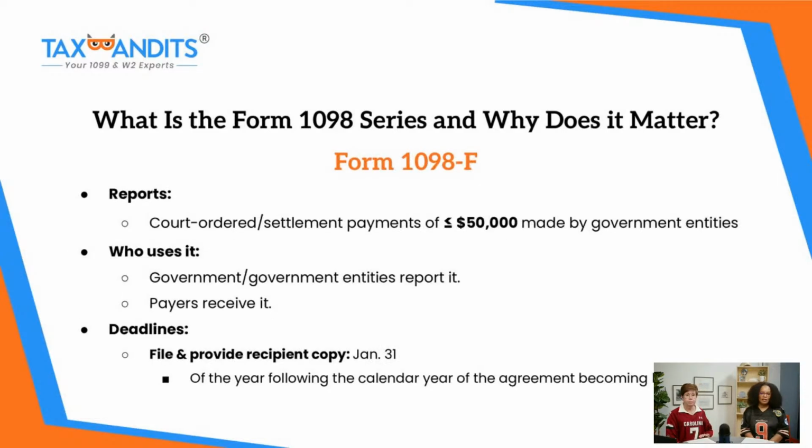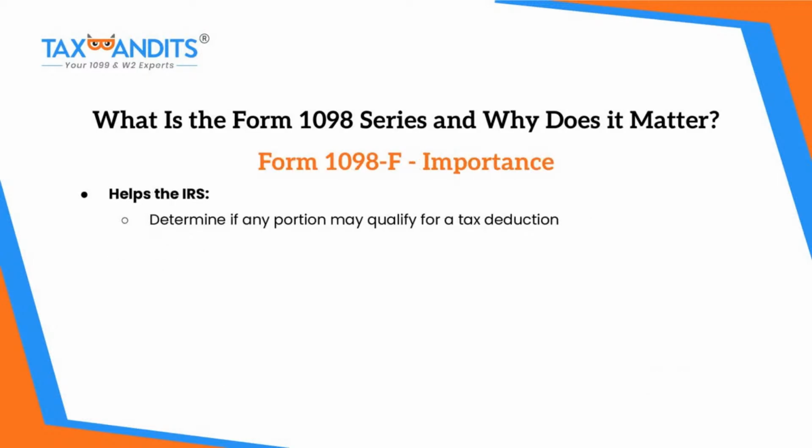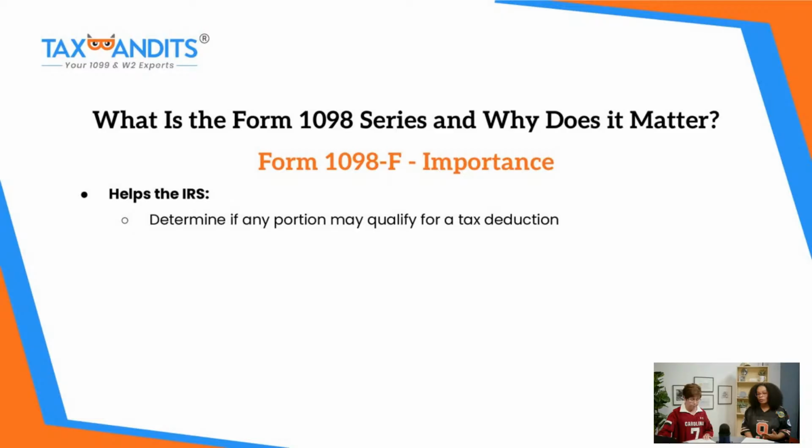All right, the 1098F. Court, well, that is reported for court order. If you receive court order settlement payments of $50,000 or less made by government entities, who uses it, government entities report it, payers receive it. And the deadline to file and provide the recipient copy is also going to be January 31st of the year following the calendar year of the agreement becoming binding. That helps determine if any portion may qualify for another tax deduction.